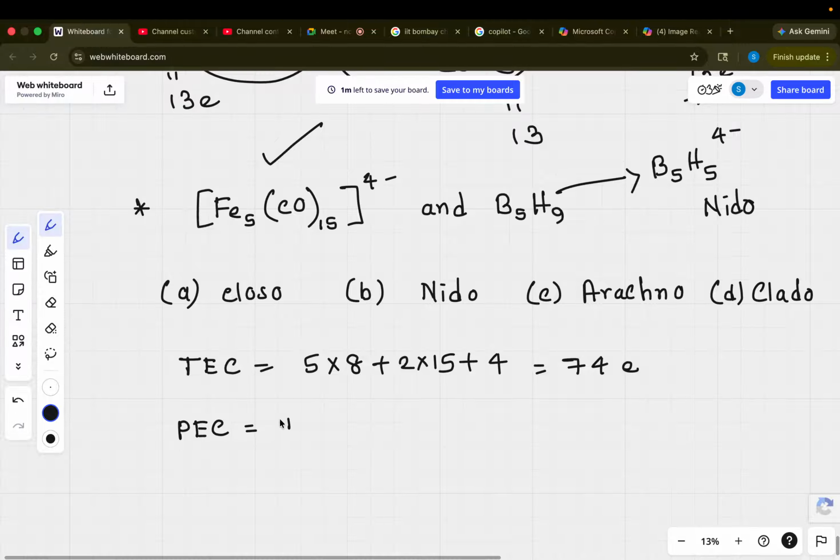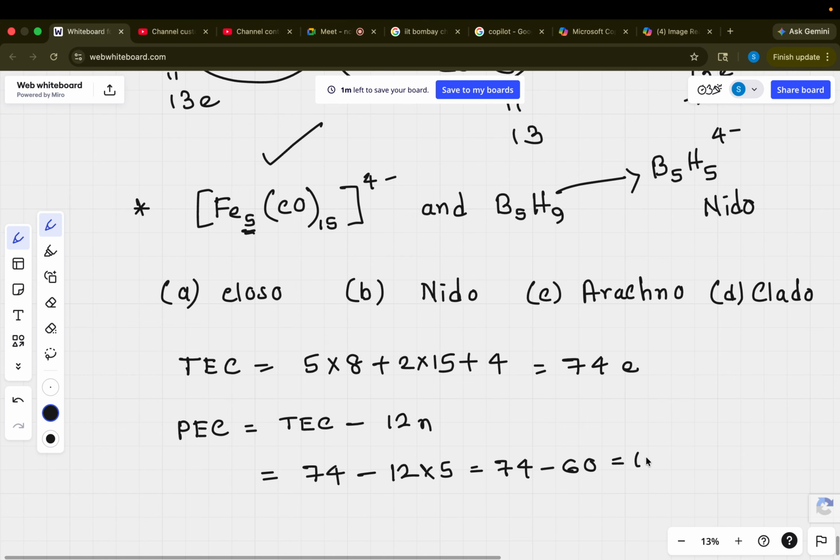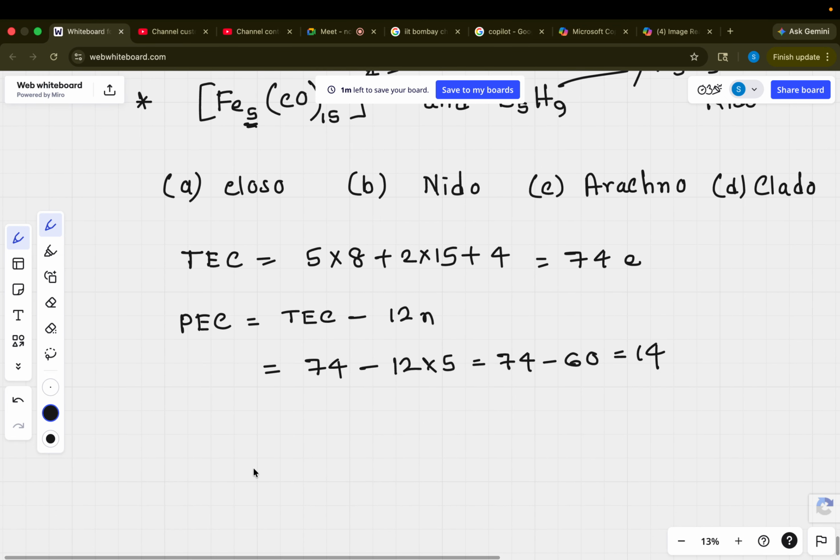So that will be what? Total electron count minus 12 into n, right? So total electron count is 74 minus 12 into how many metal centers you have here? 5. So 12 into 5. So what are you getting? 74 minus 60 is equal to 14. And what is the third step you have to do?